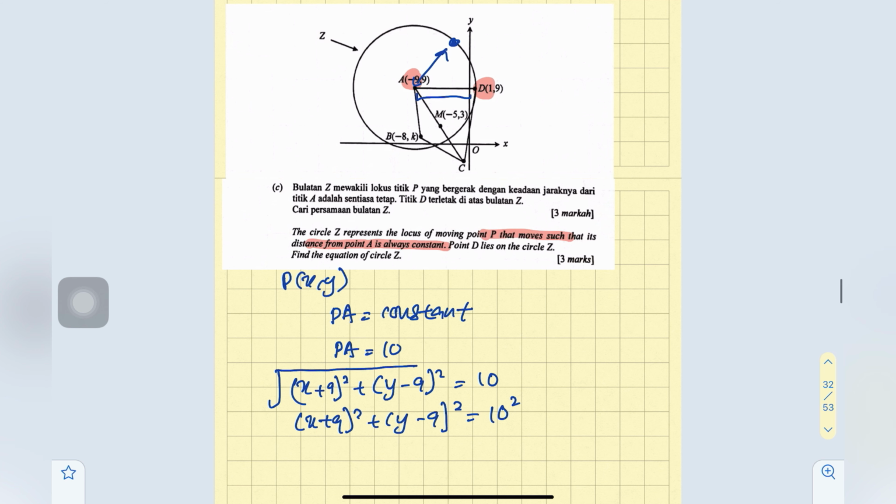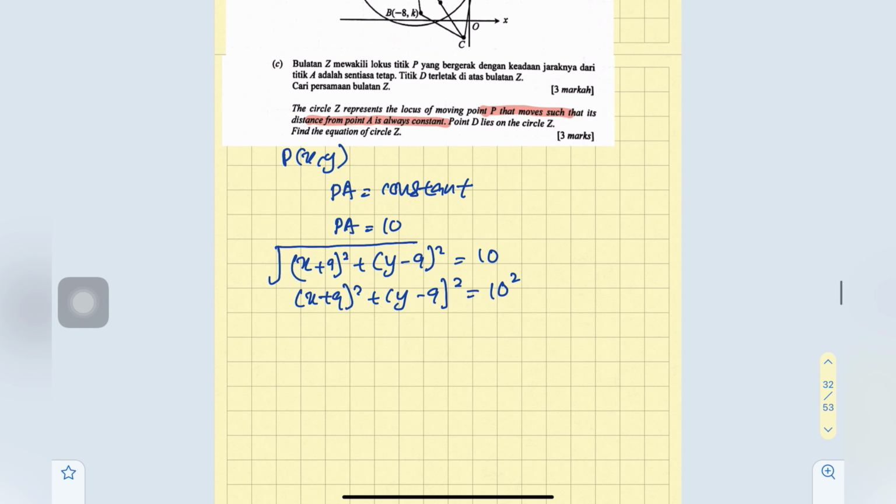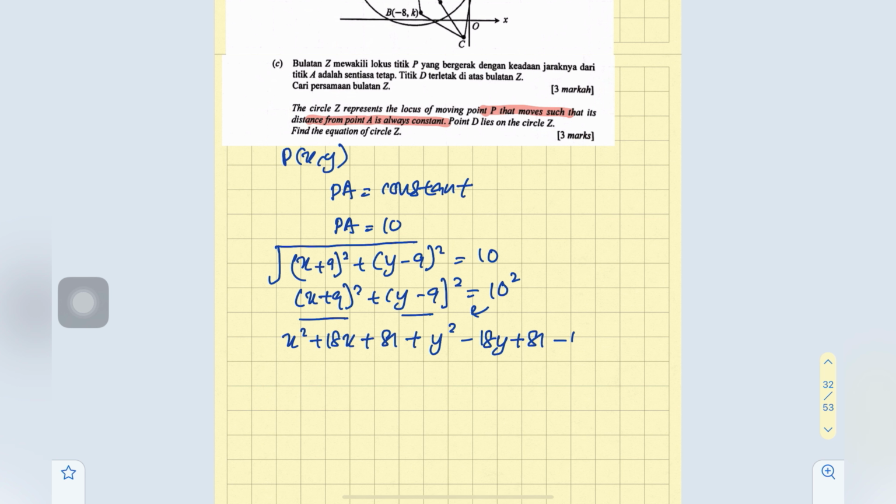Okay, so the rest kita just expand and simplify. Okay, so this one I'm going to expand shortly. Siapa tak reti nak expand shortly kena buat satu-satu lah. So x squared, x darab 9 darab 2 is 18x, 9 squared is 81. Okay, so this one y squared, y times -9 times 2 is -18y, -9 squared is positive 81. So ni pindah sini, tolak 100 equals 0.